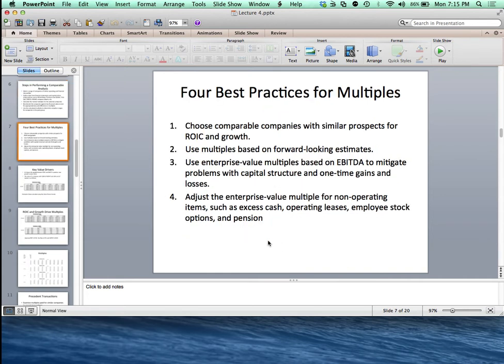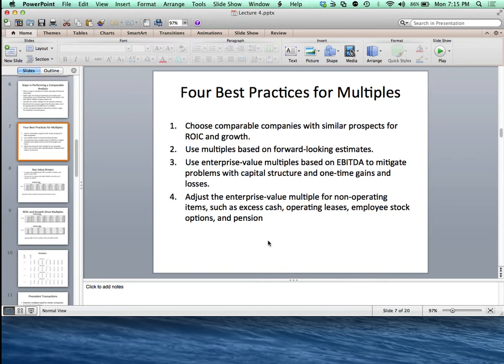Now, best practices for multiples. Number one, ideally you want to have companies that have similar ROIC and growth rates. That's why, for example, you don't want to use a pure startup against a mature company. They're going to have completely different profiles for growth and ROIC, so they're not as comparable. Second, you want to use forward-looking numbers. Third, you want to use numbers that help you predict the free cash flow. And EBITDA is probably one of the better predictors of free cash flow.